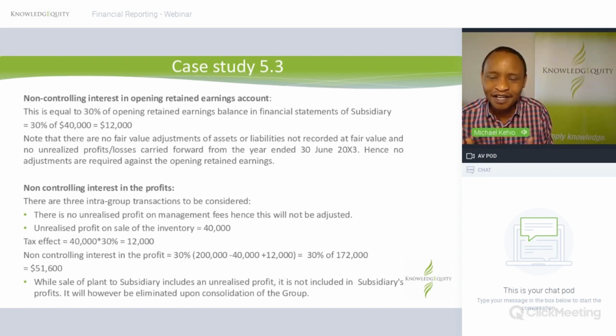Now, the answer is simple. That unrealized profit is not sitting at a subsidiary level. Consequently, we don't need to adjust. Remember, the question is asking us to calculate the non-controlling interest, and the non-controlling interest is only owned within the subsidiary. So that's why we are not adjusting that profit, because that unrealized profit is sitting at the parent level, and that will be eliminated when you are doing the consolidation process. But this question requires us to calculate the non-controlling interest share of the profit.